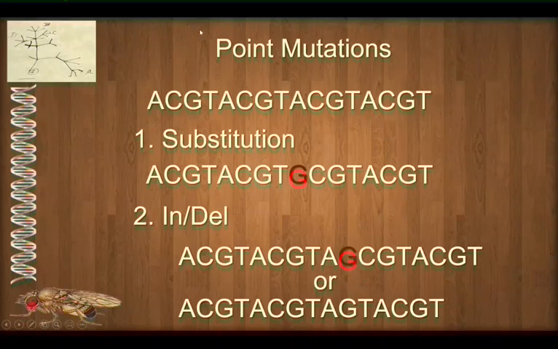But that's a mistake. Notice that this sequence is one nucleotide shorter than this sequence. If we missed one when it was being copied, so here that C is missing, this sequence is one shorter than the original sequence. So those are insertion deletion mutations.